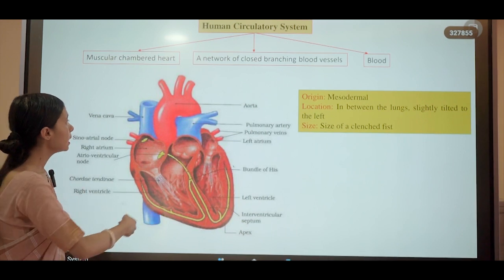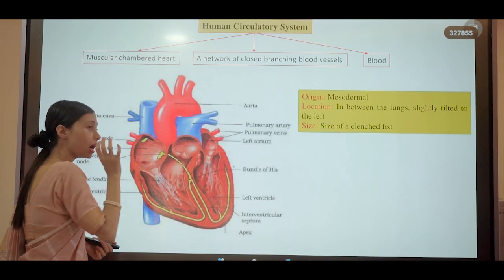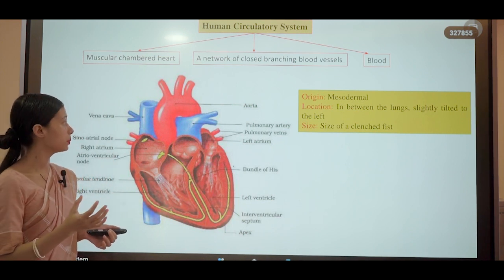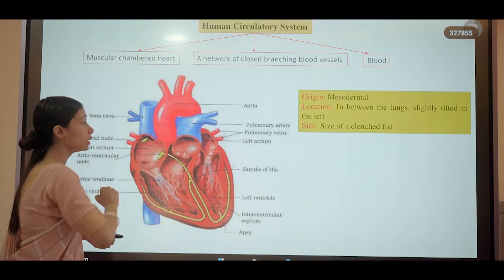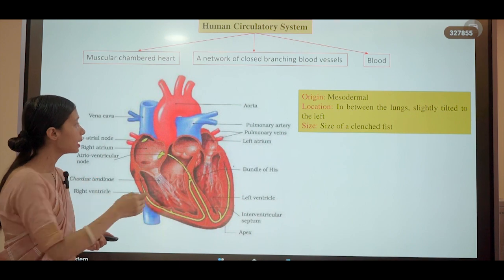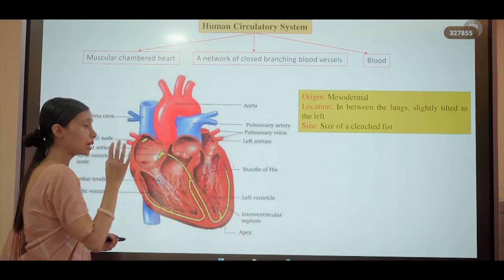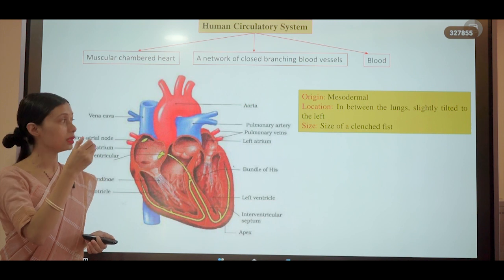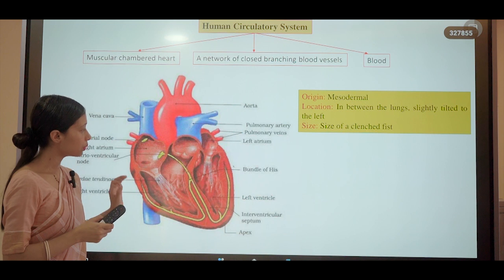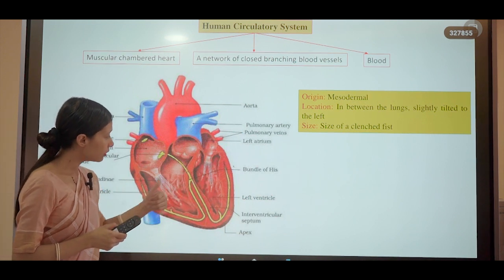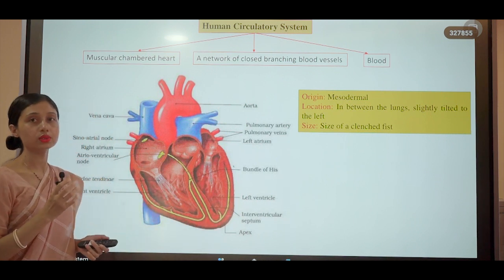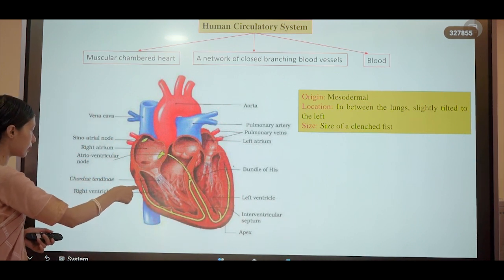So let's see the diagram. This is the aorta. The aorta carries oxygenated blood from the left ventricle to all the body parts. This is the pulmonary artery. The pulmonary artery carries deoxygenated blood from the right ventricle to the lung. These are pulmonary veins. Pulmonary veins carry oxygenated blood from the lung to the left atrium. This is the left atrium, then the bundle of His. We have already discussed this. Then the left ventricle, interventricular septum, and tip of the heart. This structure, the tip of our heart, is known as the apex. Here you can see the right ventricle.